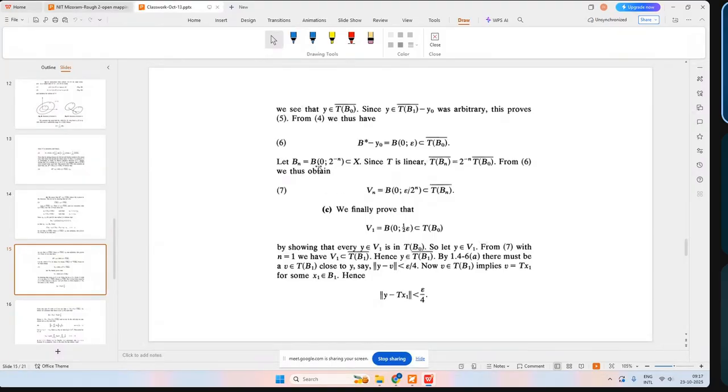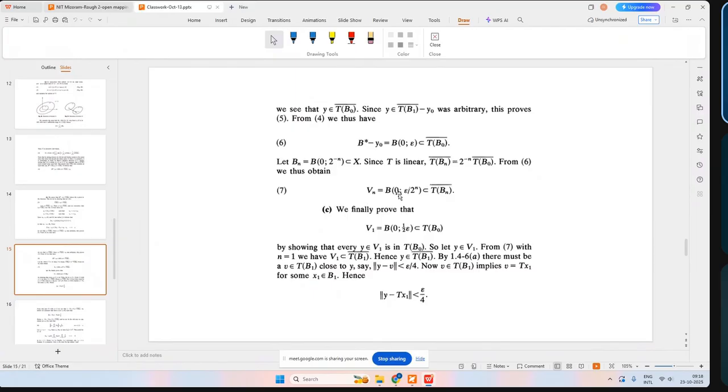Let Bn be the ball of radius 2 raised to minus 1 centered at 0. Then T is linear, so T of Bn closure will be 2 raised to minus 1 TB naught. Call Bn the ball of radius epsilon by 2n centered at 0. Instead of 1 by 2n, you call it epsilon by 2n. Okay, Bn has radius epsilon times 2 raised to minus n.